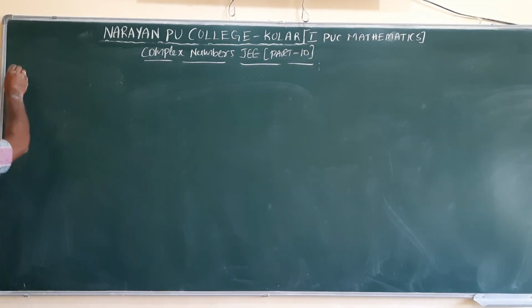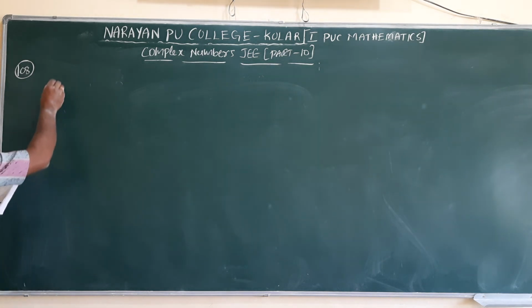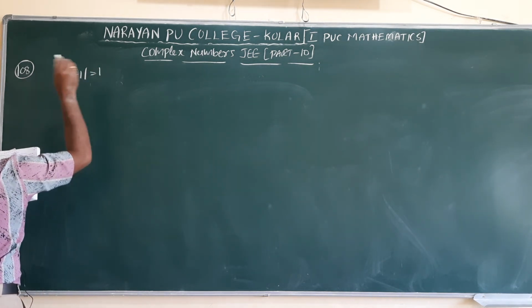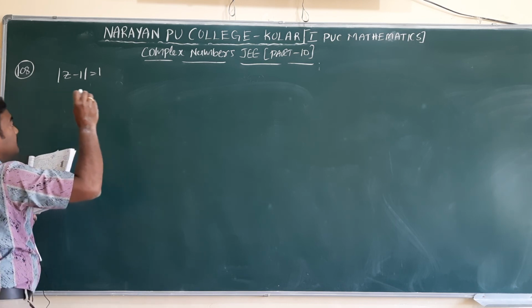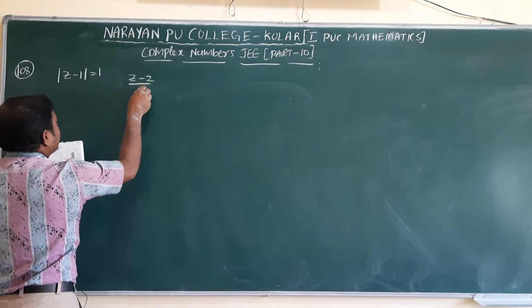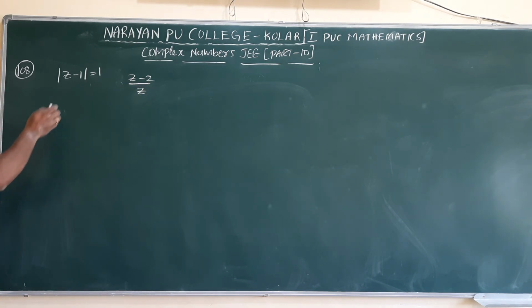Question number 8. If z lies on the circle, modulus of z minus 1 is equal to 1, then z minus 2 by z is equal to? The given condition is that modulus of z minus 1 is equal to 1.